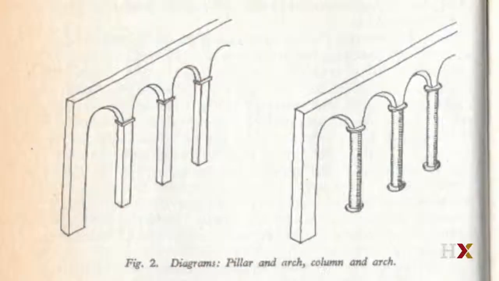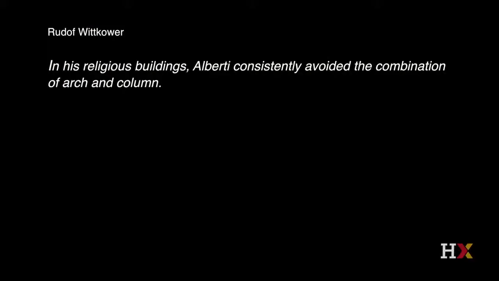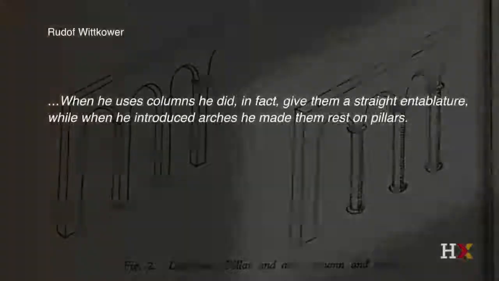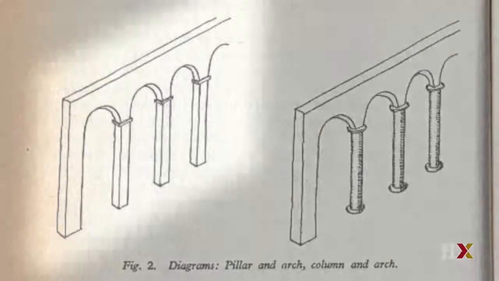So to explain this, Wittkower offers the diagram that you see here with the following explanation. These are his words. In his religious buildings, Alberti consistently avoided the combination of arch and column. That's what you see on the right-hand side of the diagram. When Alberti uses columns, he did in fact give them a straight entablature, while when he introduced arches, he made them rest on pillars, and that's what you see on the left-hand side of the diagram. Sometimes these pillars had half columns addorsed to them, emphasizing their decorative role.